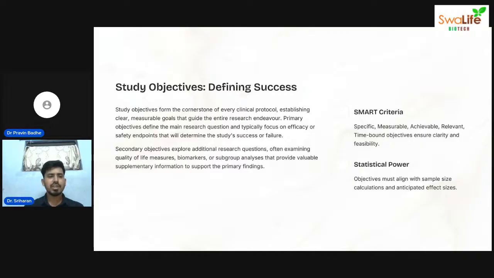The primary objective reflects exactly what your research question is. For example, if you are studying the prevalence of anxiety in generalized anxiety disorder patients and their quality of life, this is your research question.